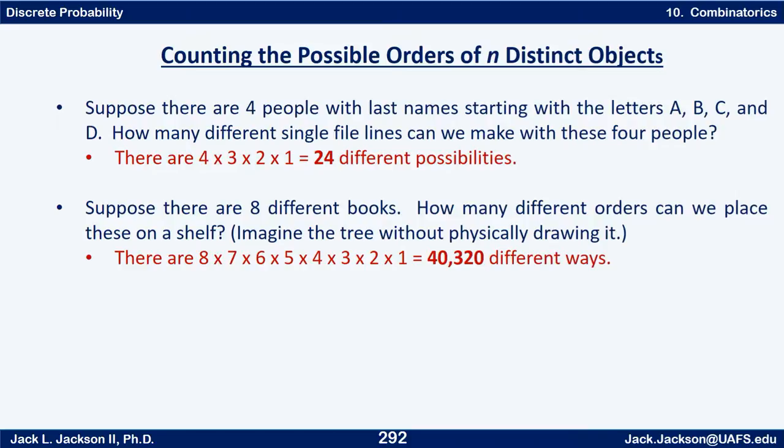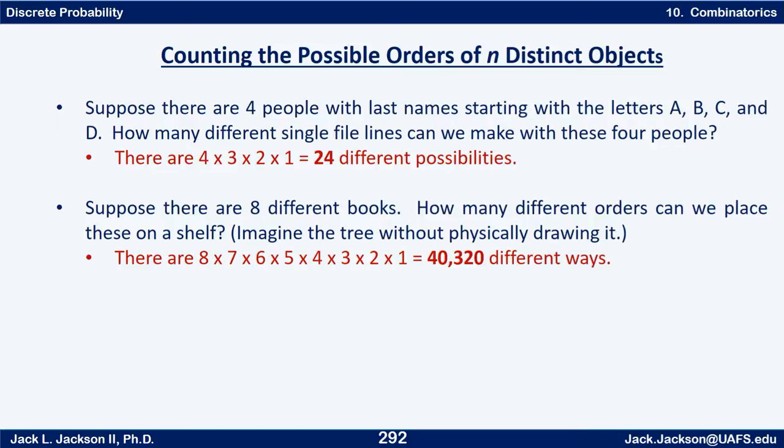And if you do that on your calculator, you get 40,320. Wow, that's big. It turns out that this, just with 8 books, is maybe deceptively large, but it's true. That's how many it turns out to be. And you can see why I didn't want you to physically draw out the tree. That's a pretty big tree.